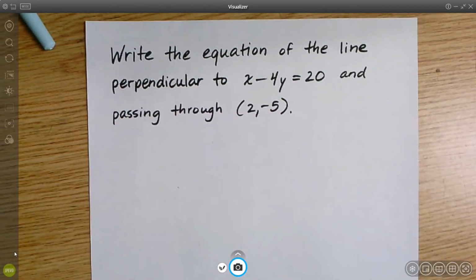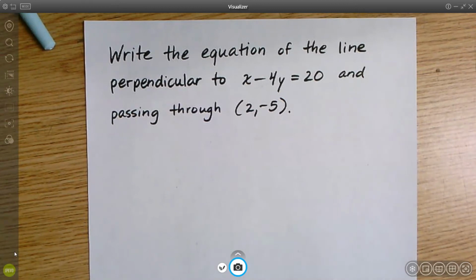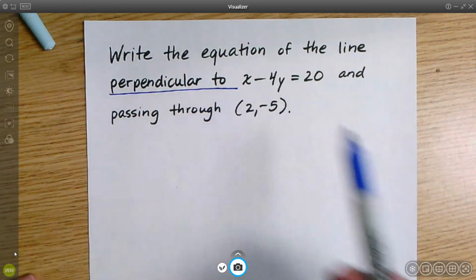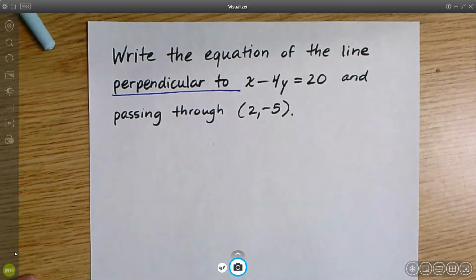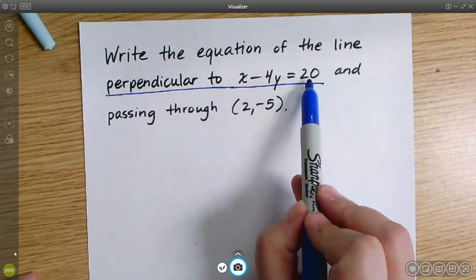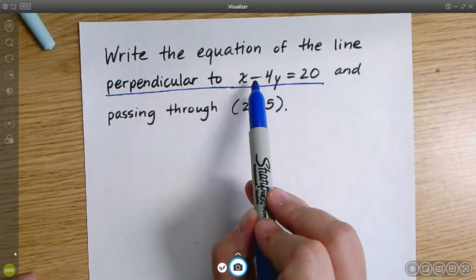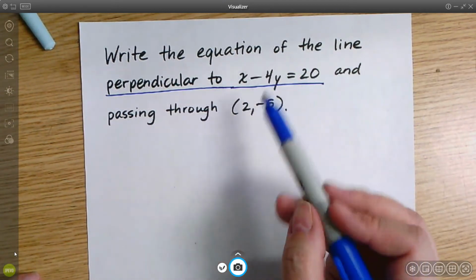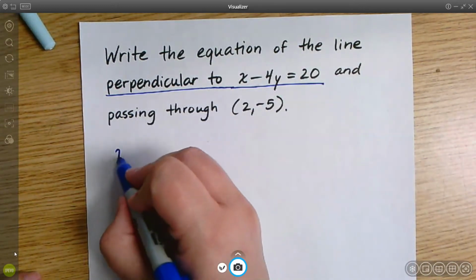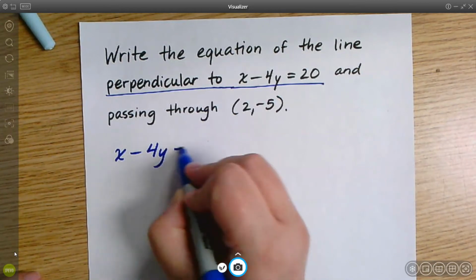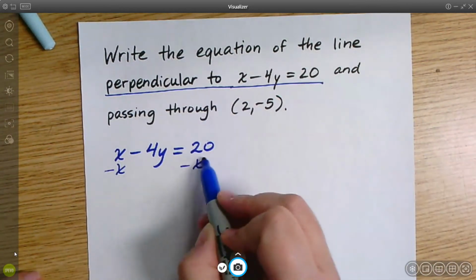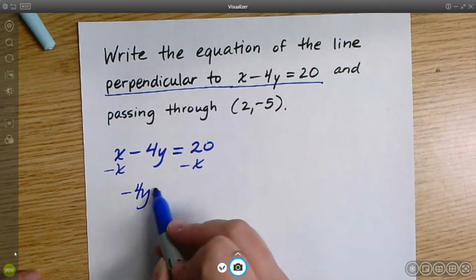This one says, write the equation of the line perpendicular to this line. So again, perpendicular to is just telling me something about the slope of my line. If it's perpendicular to this line, I need to find the slope of this line, and then I'll be able to find the slope of my line. So putting this one in slope-intercept form is the first thing I want to do, because I want to know what its slope is, and it's not easy to tell unless you have it in slope-intercept form.